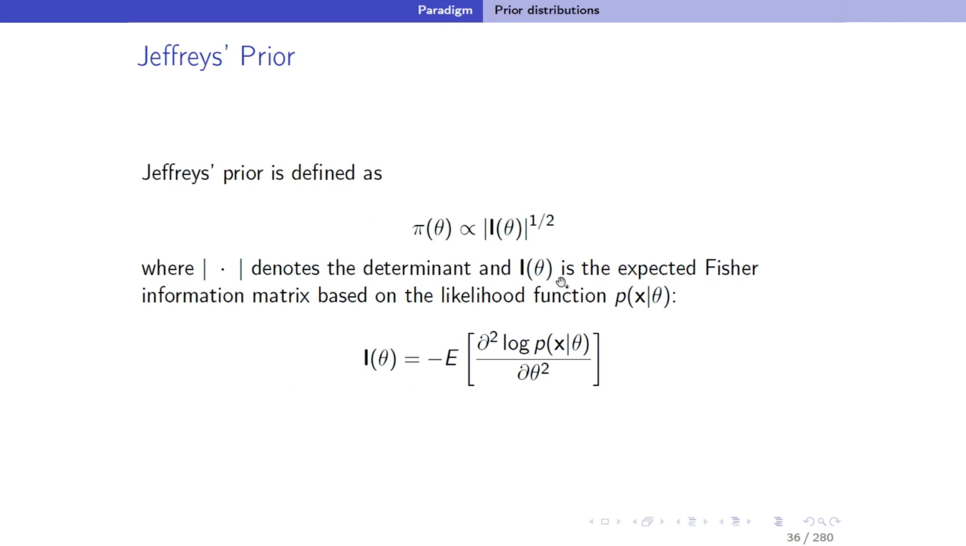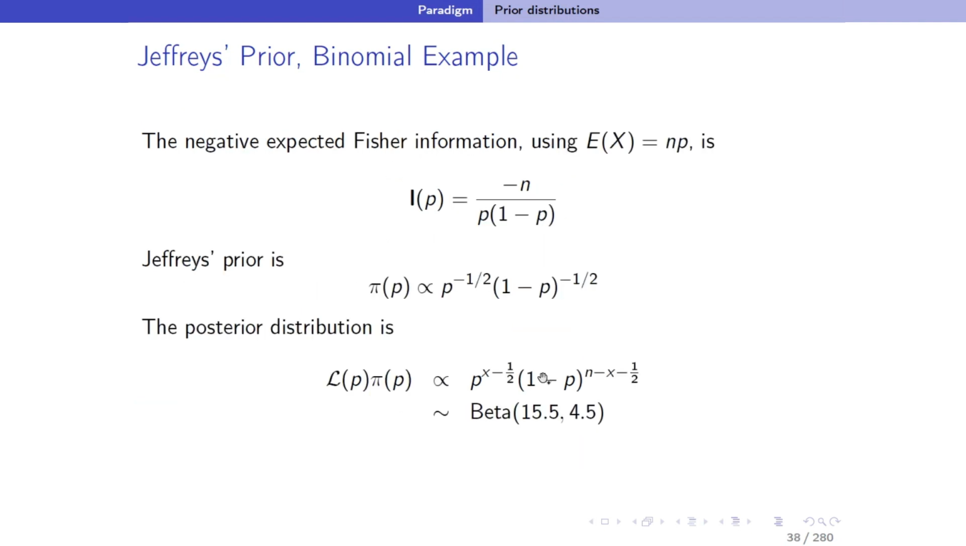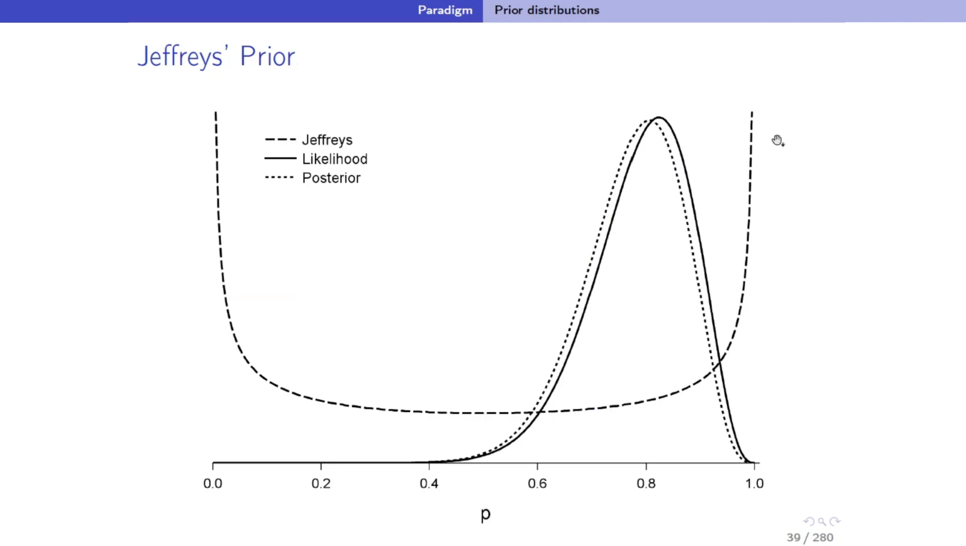And this Jeffreys prior, I'm just going through very quickly. It depends on the expected Fisher information based on the likelihood function. So the likelihood is telling you how to construct a prior, and you can see the example of how it goes through the math. It's not very difficult. It takes the derivatives and plugs in the values, and then you can compute it. And the plot I'm showing here is Jeffreys prior.